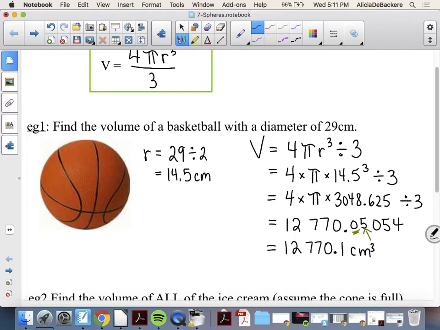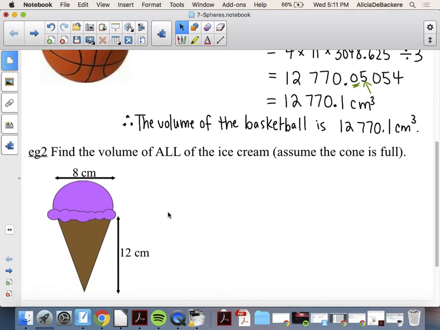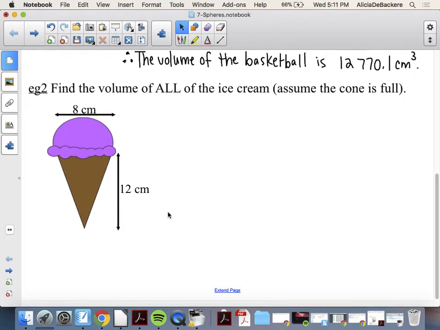Because there's a story here, I'm going to write a sentence to finish it off. So therefore, the volume of the basketball is 12,770.1 centimeters cubed. So take a minute to pause the video and copy down that solution. You should have finished copying that question now, and we're going to move on to the ice cream question.